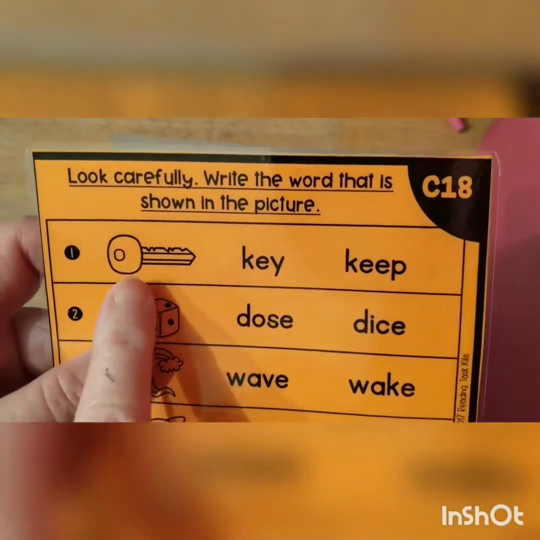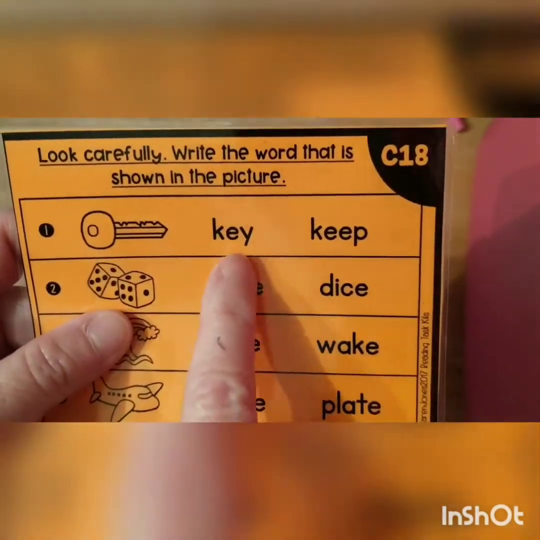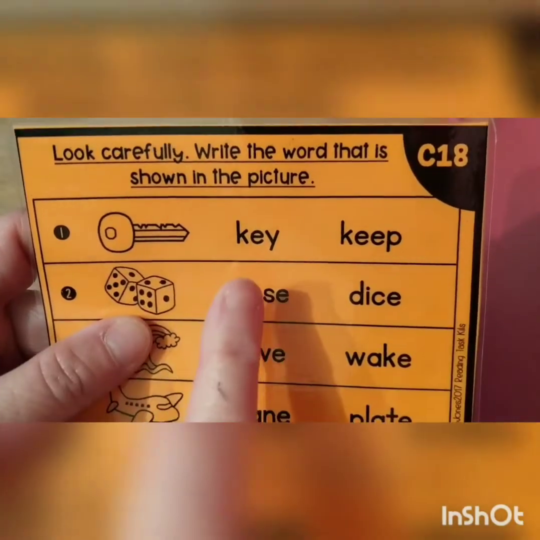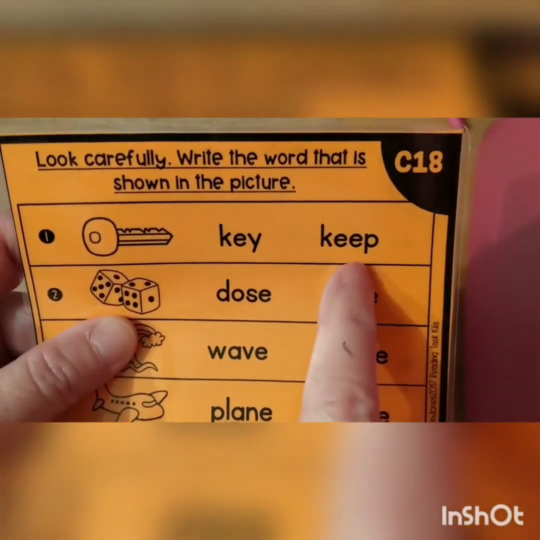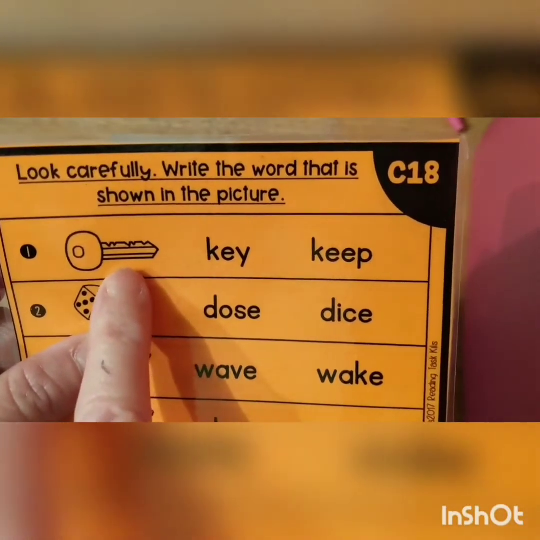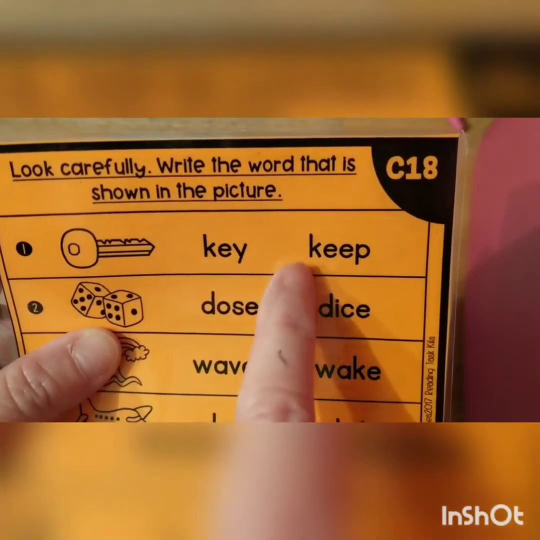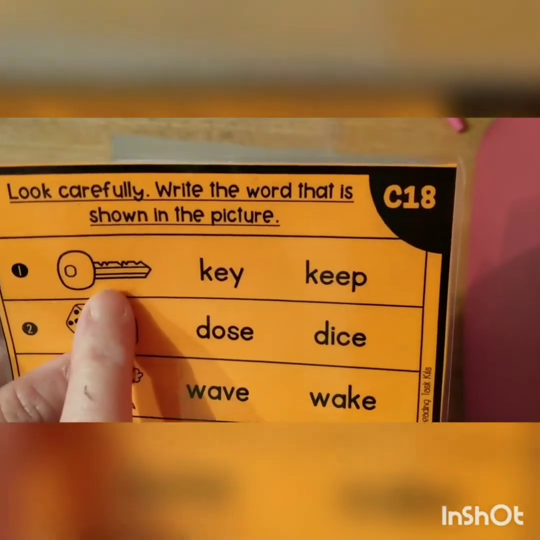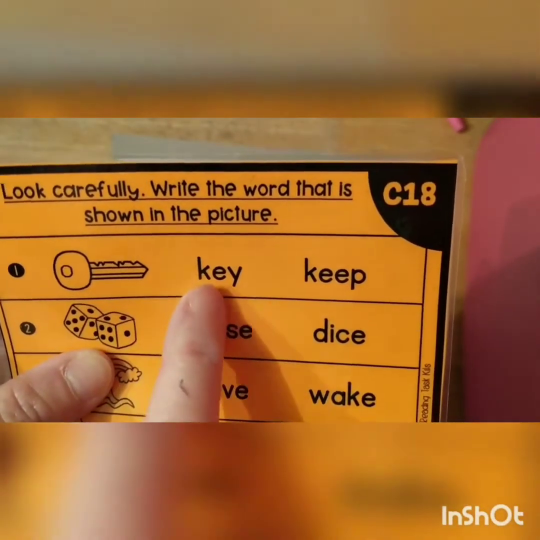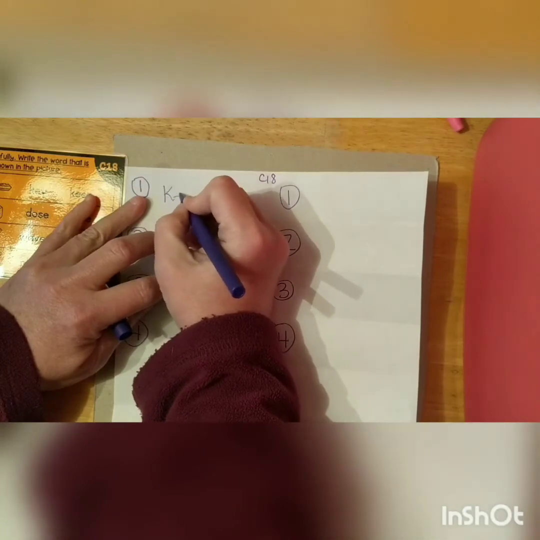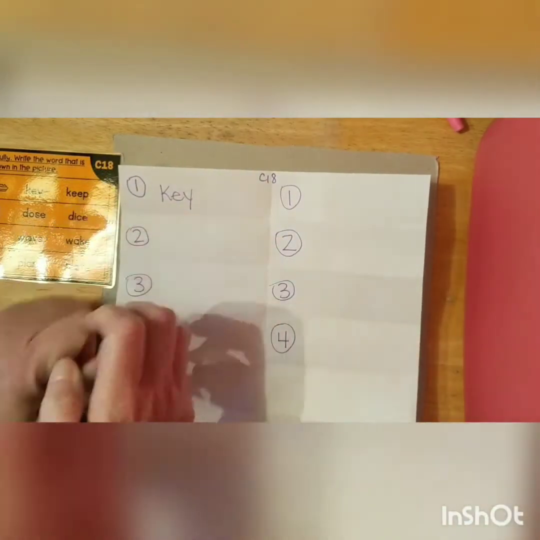This card, you have to look at the picture and then choose which word it is. So we have a key. So is it this word or this one? Key. Well, I know that it starts with a K, and they both start with K, but this one ends with a P. And I don't hear that when I say key. So I know it's this word. So that's the word I'm going to write. K-E-Y. Key.